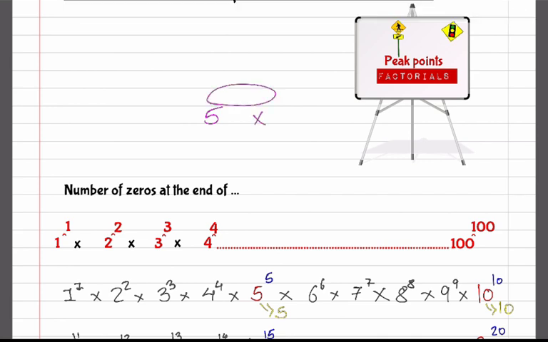I need the maximum power of 2. Again by observation, what can I say? 2 here would be my maximum, because there are so many even numbers here. 5 here would be my minimum.